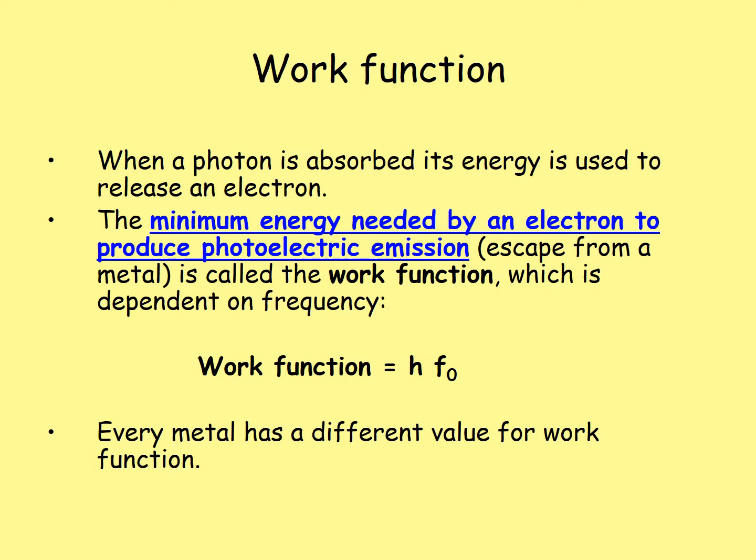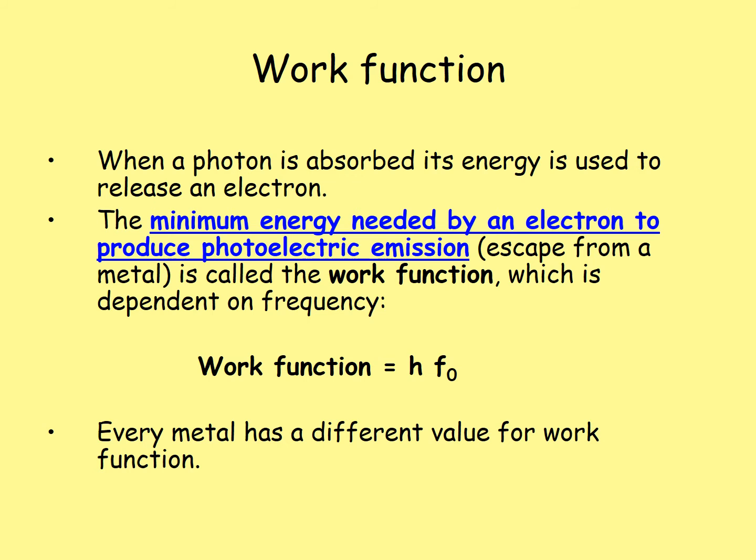The work function is a measure of the minimum energy of photon required to release an electron from the surface. Or we can think of it as the minimum energy needed by an electron to produce photoelectric emission. Either way, the work function is a measure of energy. If I give that amount of energy to an electron on the surface of a metal plate, it will be released. It's not going anywhere. It's just released from the surface.